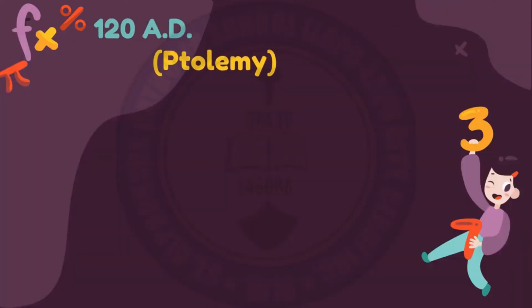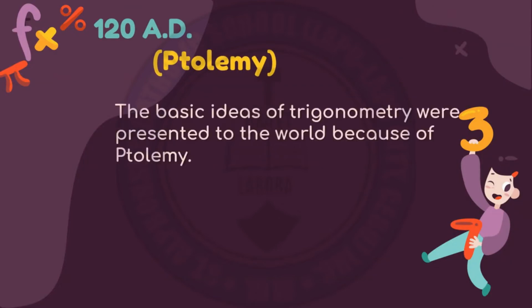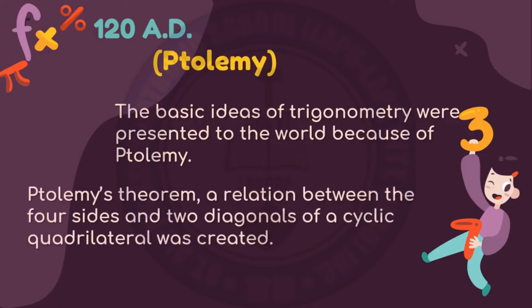In 120 AD, Ptolemy, the basic ideas of trigonometry were presented to the world because of Ptolemy. Ptolemy's theorem, a relation between the four sides and the two diagonals of a cyclic quadrilateral, was created.